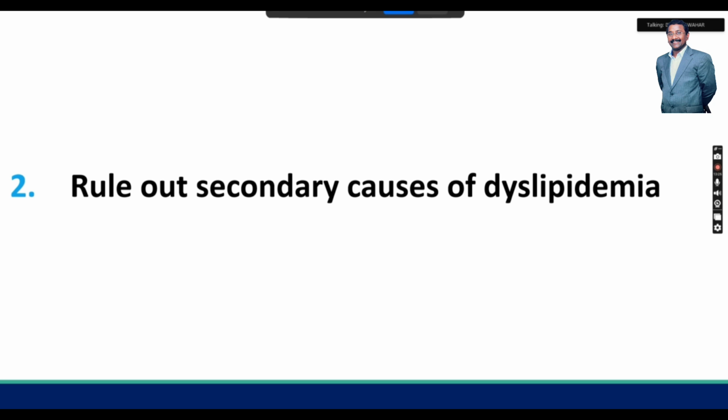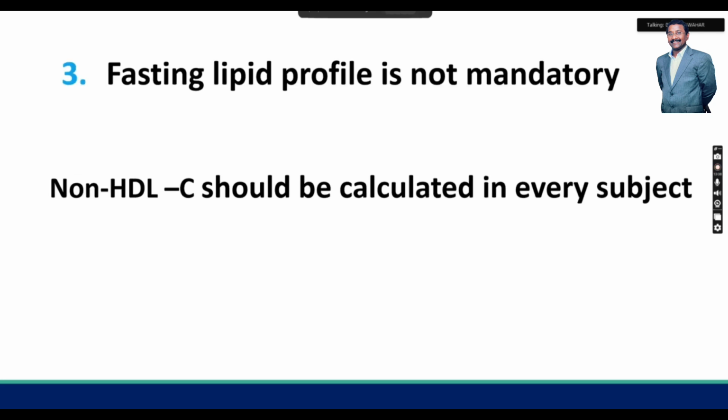Rule out the secondary causes of dyslipidemia, especially obesity in individuals because of fast food intake, and hypothyroidism is again an important secondary cause of dyslipidemia. Fasting lipid profile is not mandatory. But non-HDL cholesterol should be calculated in every subject. See, when you get the lipid profile on non-fasting levels, the only difference is with the triglycerides. Whether you get the lipid profile fasting or non-fasting, all the other values are the same except the triglyceride levels. The triglyceride levels may go up in the postprandial state.